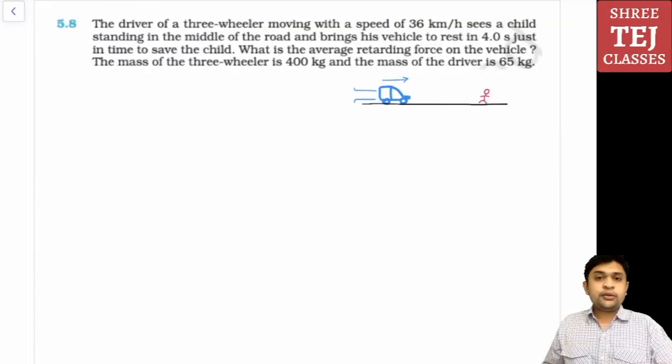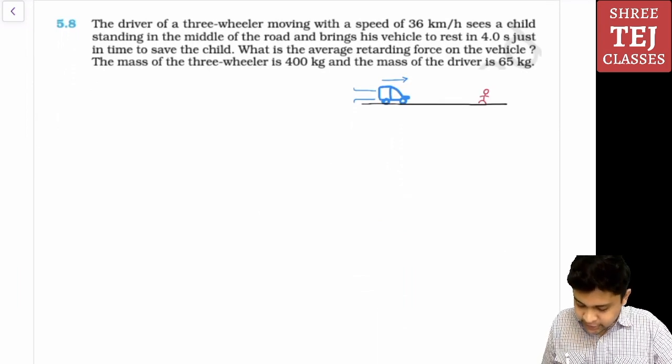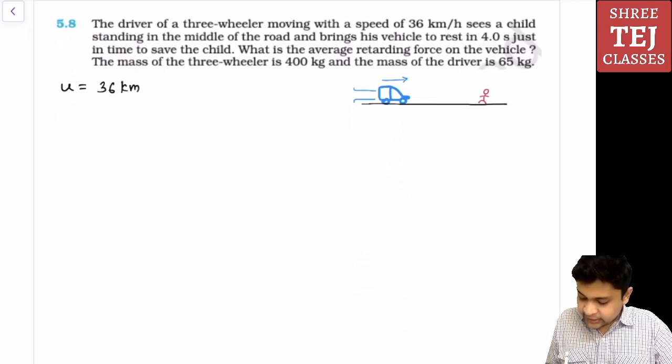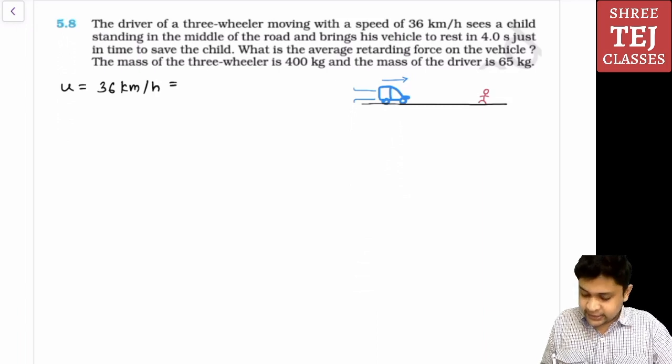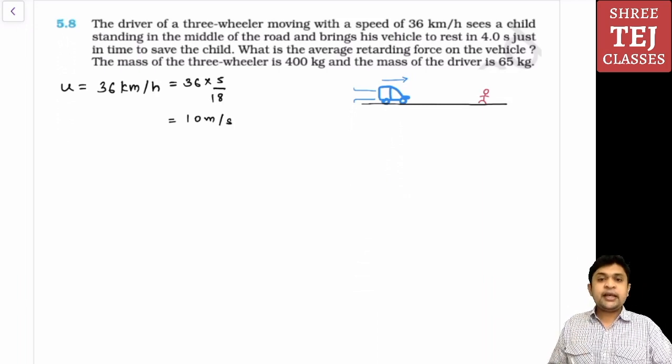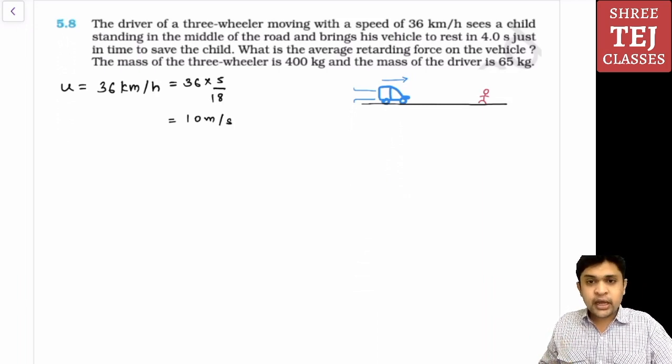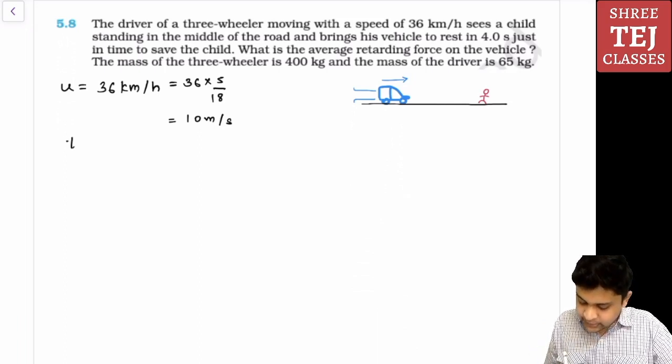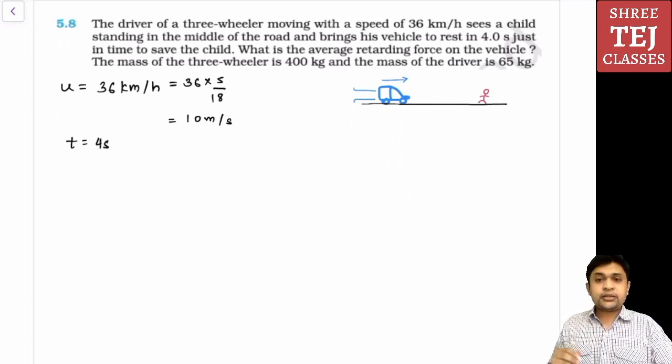5.8. The driver of a three-wheeler moving with a speed of 36 km per hour sees a child standing in the middle of the road and brings his vehicle to rest in 4 seconds, just in time to save the child. So initial speed of the three-wheeler is 36 km per hour. Let us convert it into meter per second. So 36 into 5 upon 18. This would make it 10 meter per second. Time is 4 seconds.